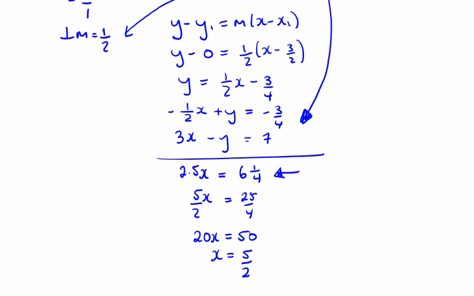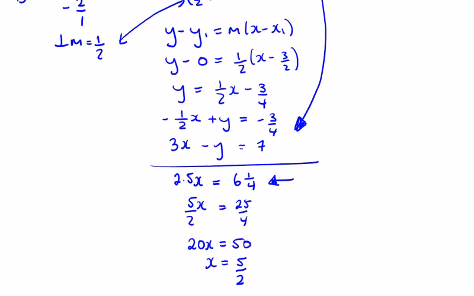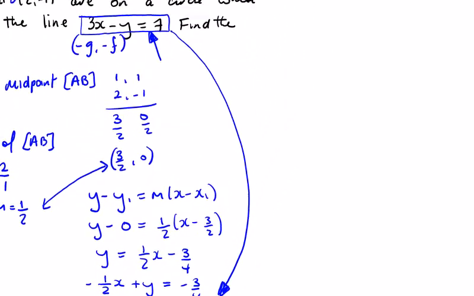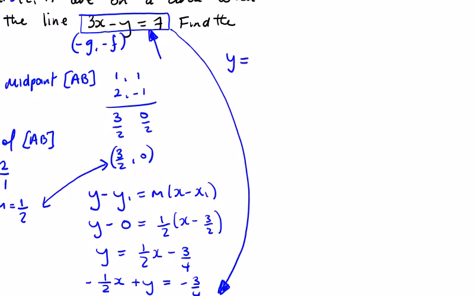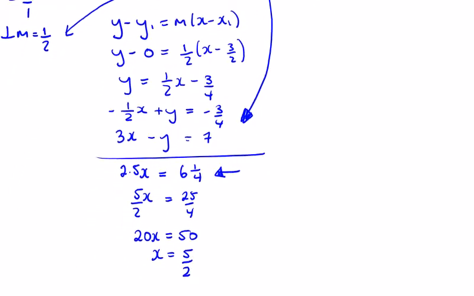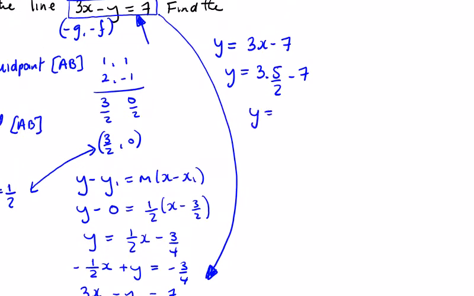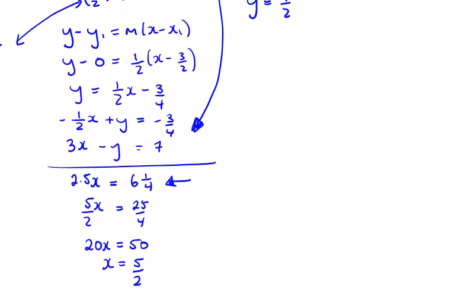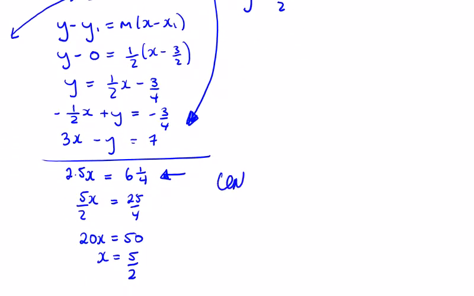So if x is 5 over 2, what do we have for y? I'll use the first equation, it's a bit easier. y is equal to 3x - 7. So y is equal to 3 by 5 over 2 minus 7. y is equal to 15 over 2, that's 7.5, minus 7. So y is equal to a half. So I have my center now. My center (x, y) is (5 over 2, 1 over 2).